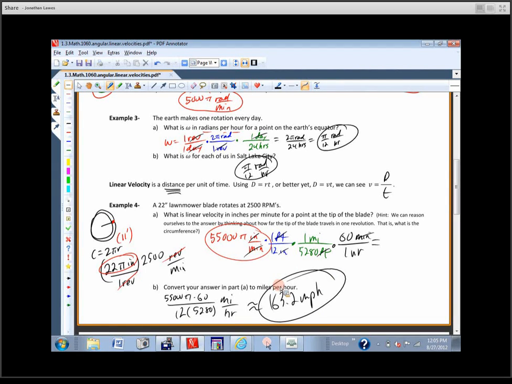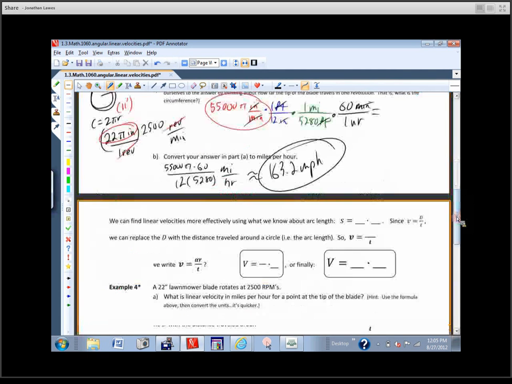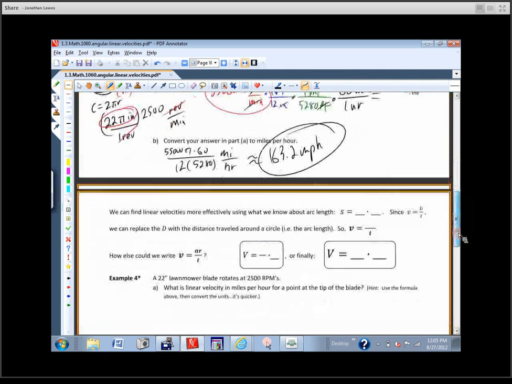I would actually imagine, I don't know, but I would imagine that's probably pretty accurate. Lawnmower blades probably do spin about 2,500 RPM. Not sure, but it's probably somewhere in that neighborhood. Okay, so the tip of the blade is going 163 miles per hour. Any questions? Okay, let's see. Flip the page over.